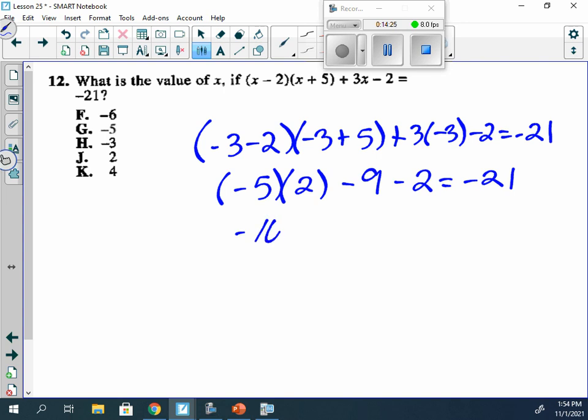-5 times 2 is -10. -9 minus 2 is -11. And -21 is equal to, so it works out, H is the correct answer. Now, it's not always going to work out that the middle answer is correct for these, but coincidentally enough, it has for these here.